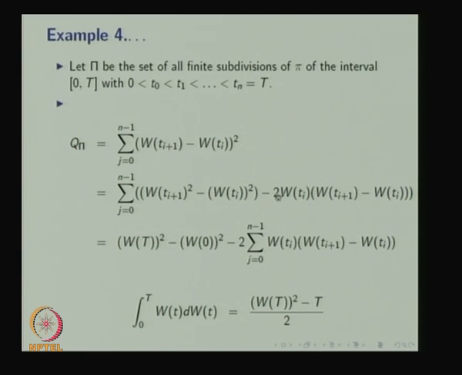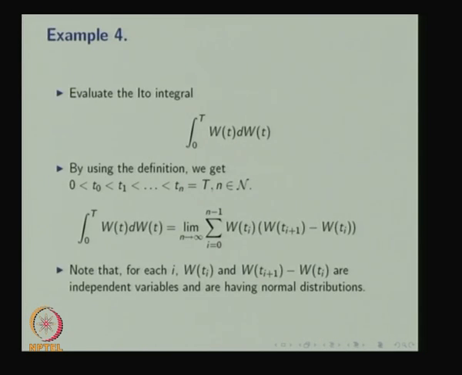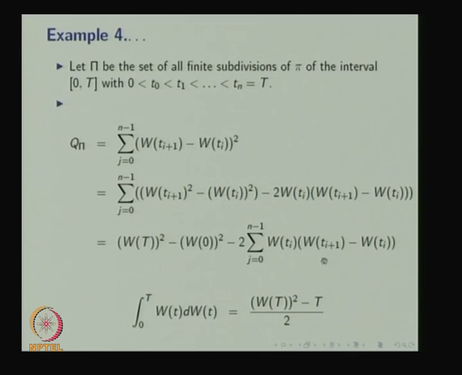But we know the result: the limit as the norm of Pi tends to 0 of Q_Pi is capital T. We discussed this in lecture 1 when we covered the quadratic variation of Brownian motion. There, Q_Pi was defined and as the norm of Pi tends to 0, Q_Pi is capital T. Therefore what we want is the limit as n tends to infinity of the quantity in the third term of this Q_Pi.